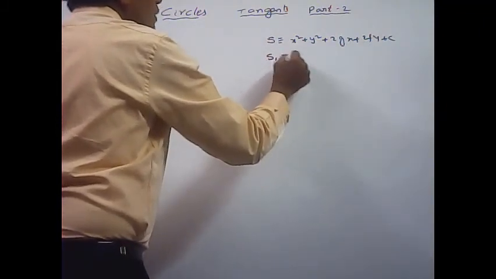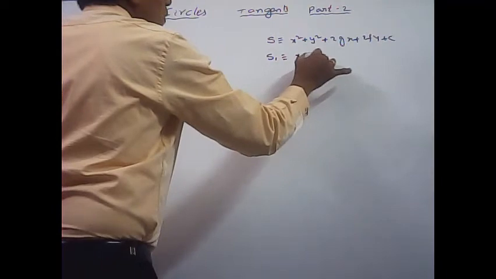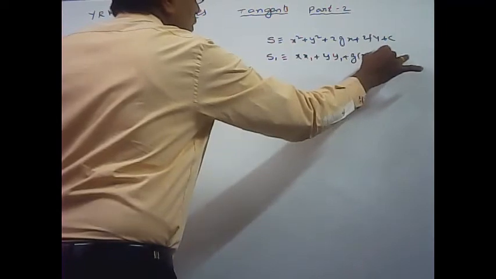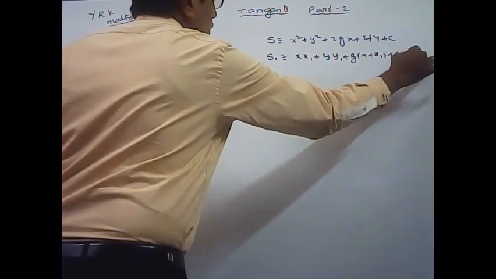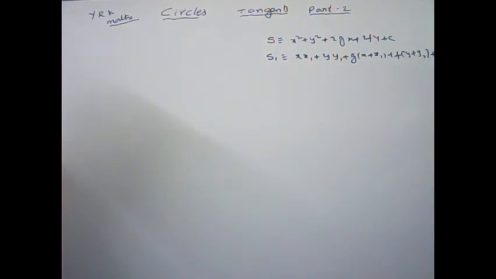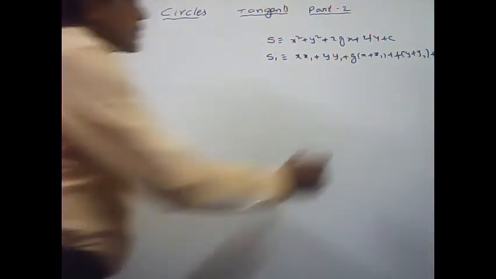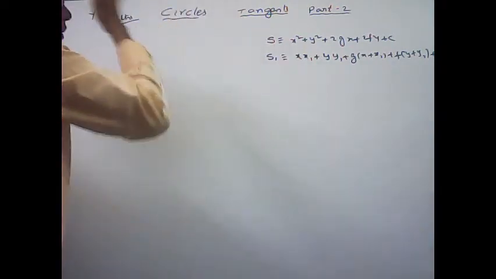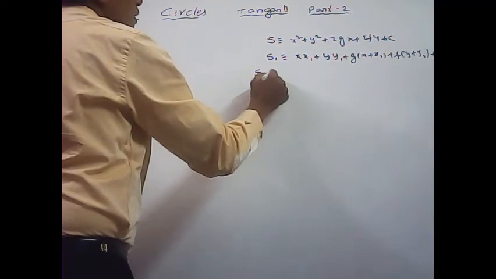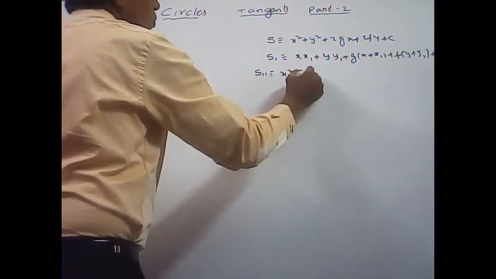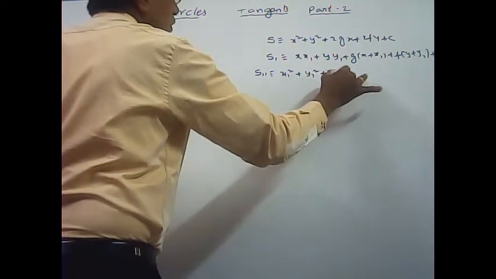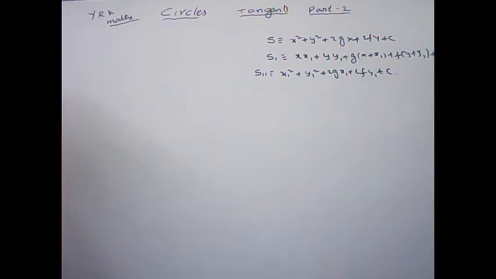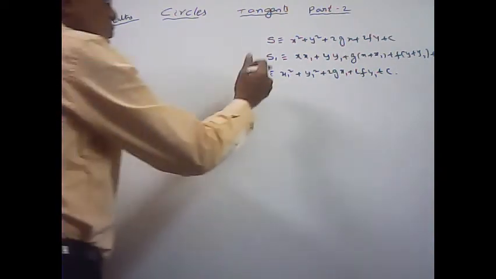S1 is x1 x plus y1 y plus g of x plus x1 plus f of y plus y1 plus c. Here this is a plus c only. Here S11 is x1 square plus y1 square plus 2gx1 plus 2fy1 plus c. Here S1 or S11, everything.